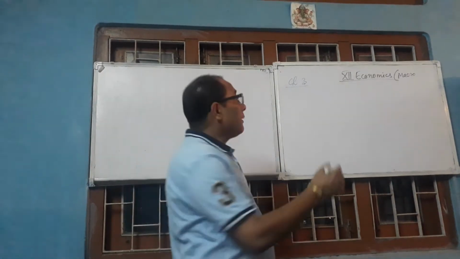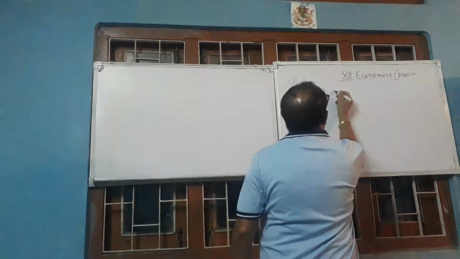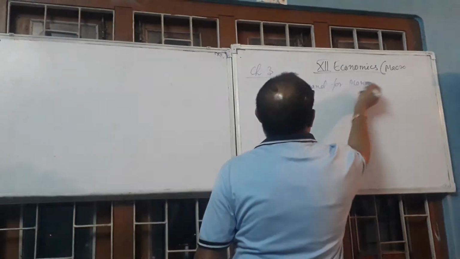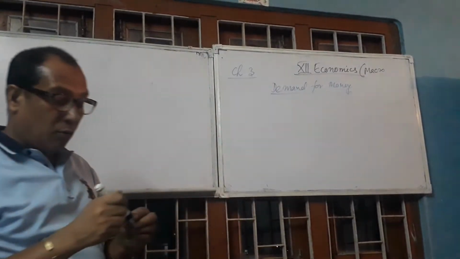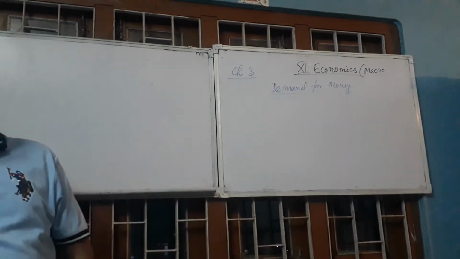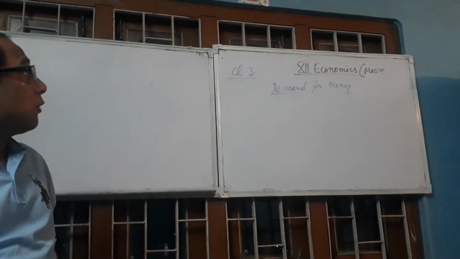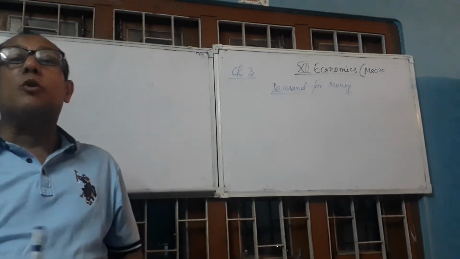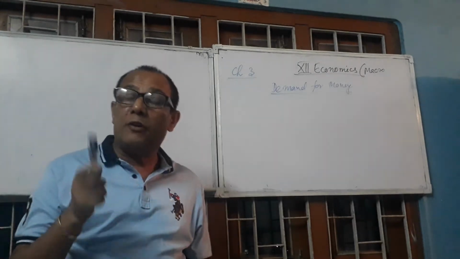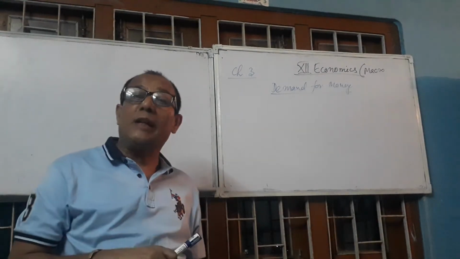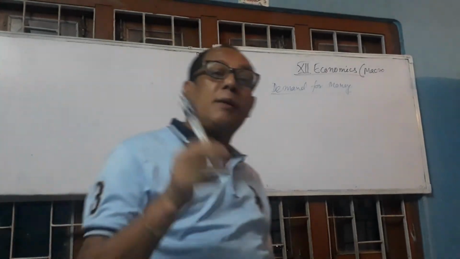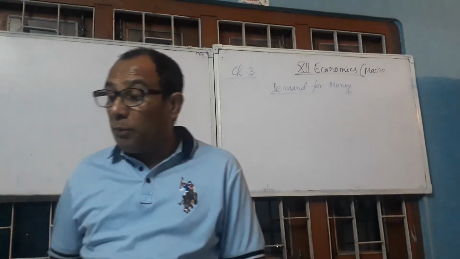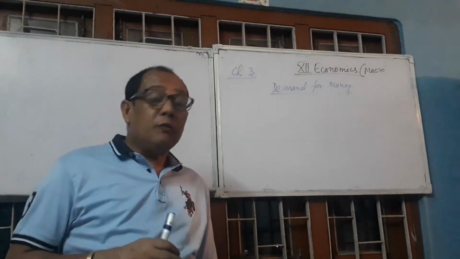Today we are going to discuss demand for money. We have discussed the functions of money in our previous chapter. Why do people demand money? People demand money for certain motives. Money is the most liquid asset, and it is used to purchase goods and services in the market. Transactions are very easily possible with the help of money.